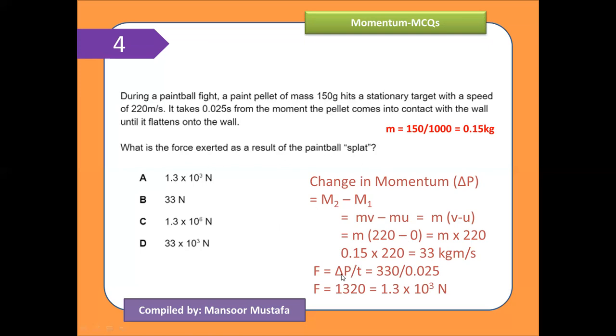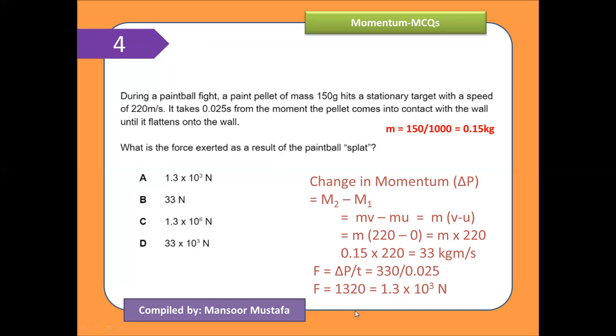Now how will you calculate force? The relationship between force and momentum is that force is the change in momentum per unit time. So the change in momentum is 33. This is not 330, this is 33. There is a mistake in this question. So there is 33 and we have to divide it by the time, that is 0.025. So we'll get an answer for the force, that is 1320 Newton.